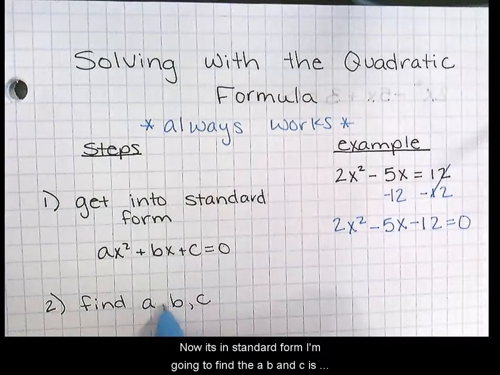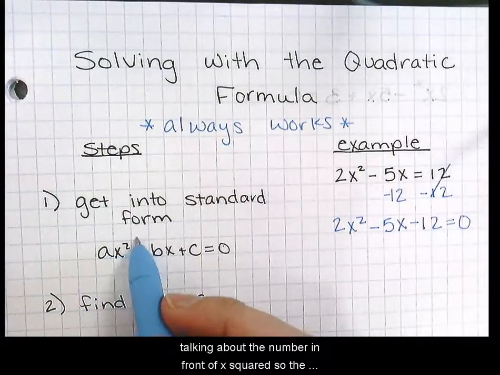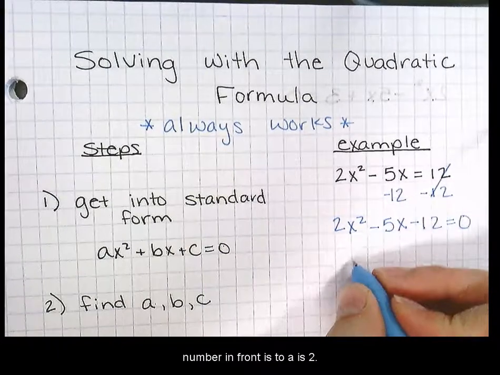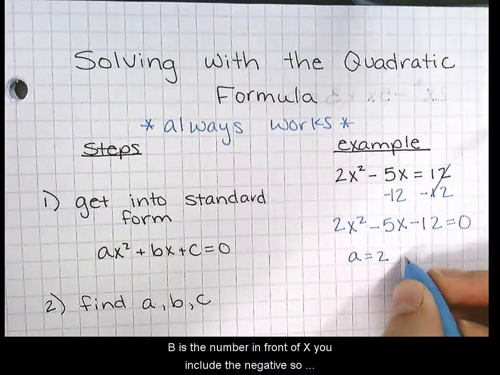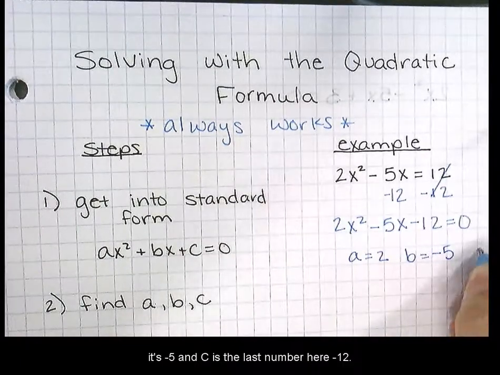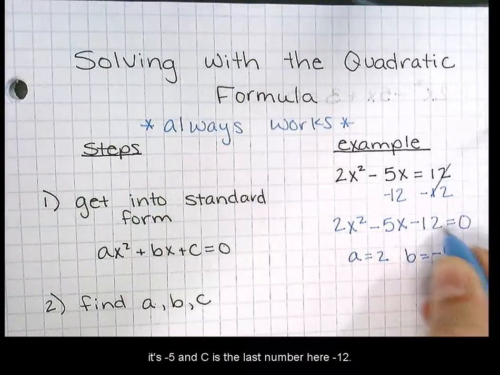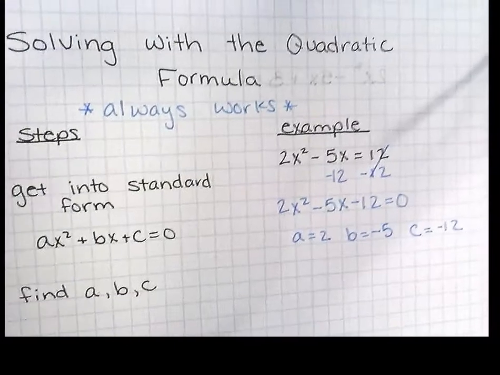I'm going to find the a, b, and c. A is talking about the number in front of x squared. So the number in front is 2. A is 2. B is the number in front of x. You include the negative, so it's negative 5. And c is the last number here, negative 12. Oh, you can't see, sorry.